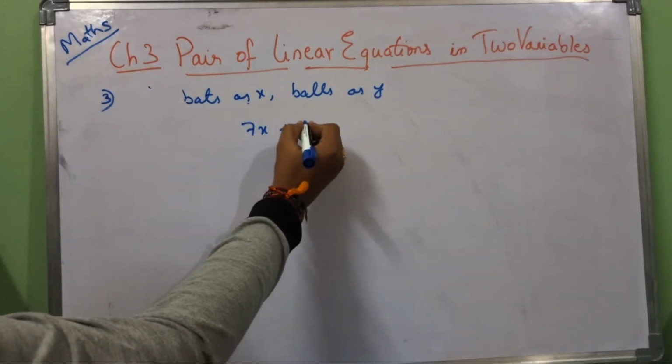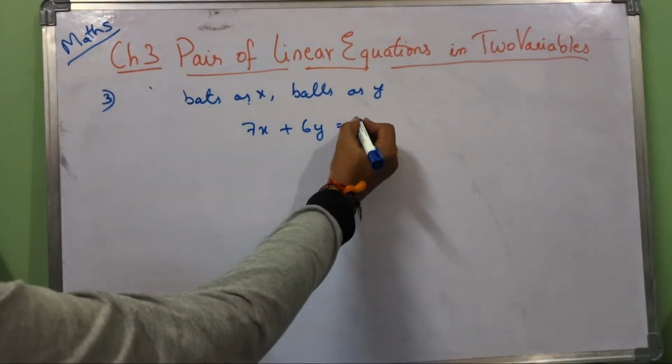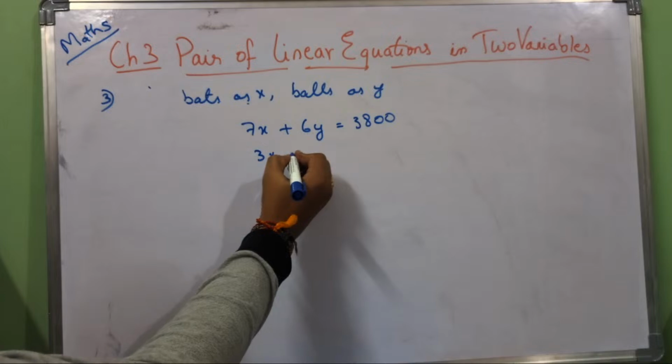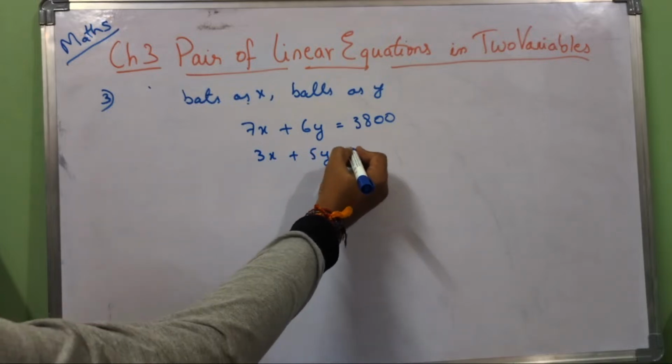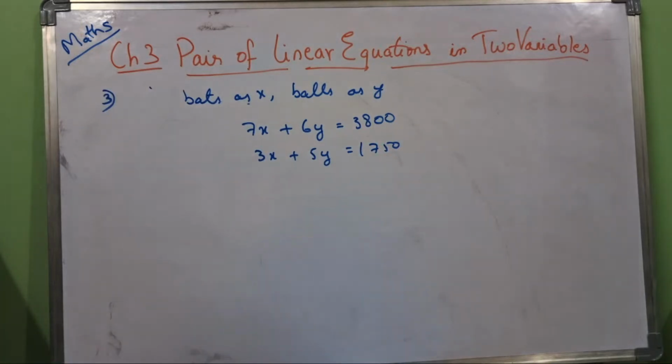So 7 bats and 6 balls: 7x plus 6y. They are costing 3,800. Later she buys 3 bats and 5 balls for 1750. They are asking for the cost of each bat and ball. So how I got these two? They mentioned balls and bats, which are just considered the variables. Bats as x and balls as y. So 7 bats and 6 balls, 3800. 3 bats and 5 balls, 1750.